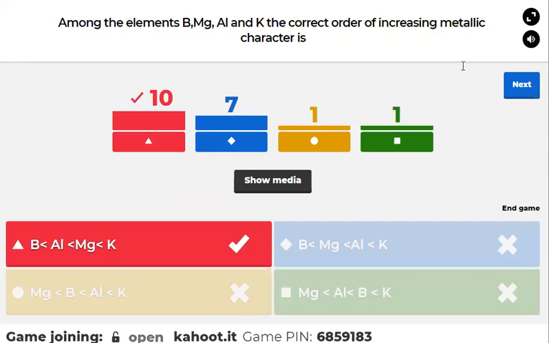So only 10 students gave the correct answer. Obviously, the first group elements are the most metallic, because left to right it decreases and top to bottom it increases. So potassium will be most metallic. Then magnesium, aluminium, boron. Boron is a metalloid, right?